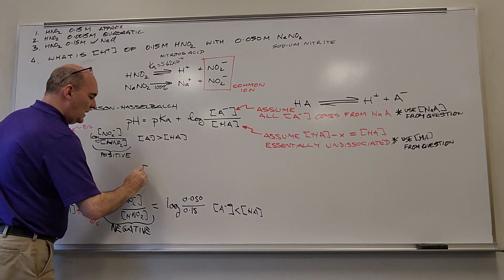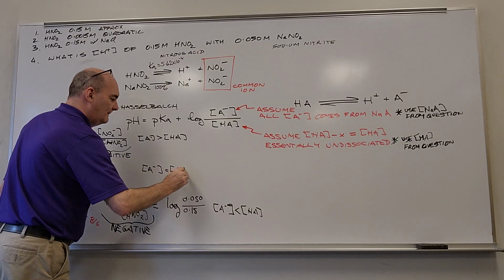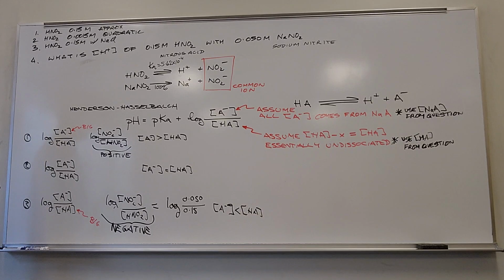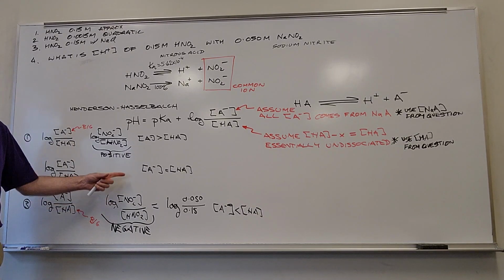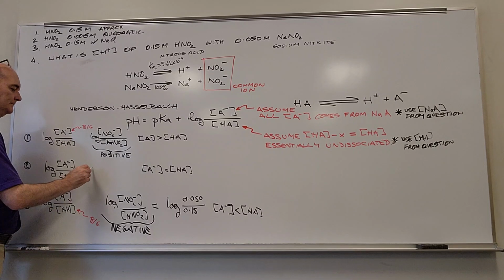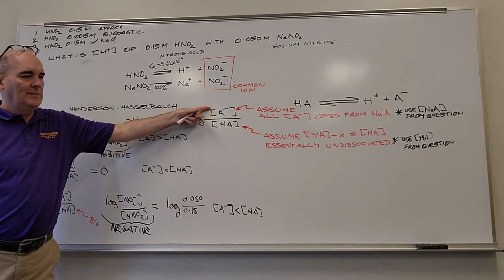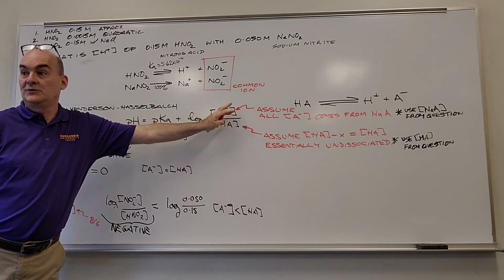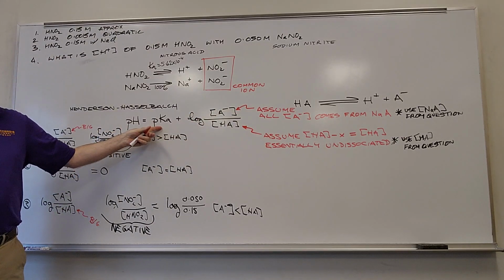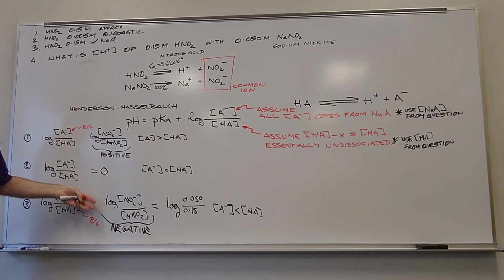When A minus is equal to HA, think of any number divided by itself. You get 1, and what is the log of 1? 0. So when these two values are the same as each other, this whole term goes away, and pH is equal to pKa. This is just a little aside so that we know where we are.